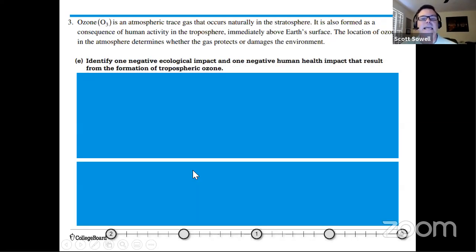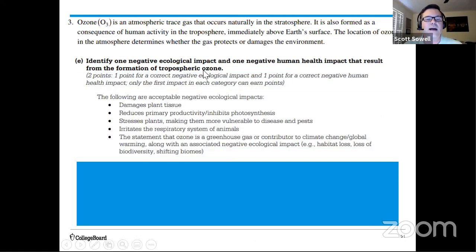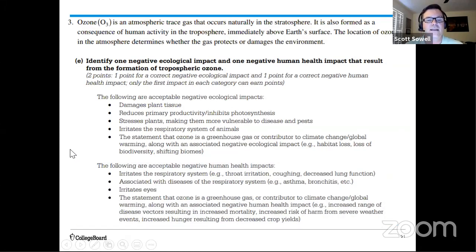And finally, E talks about the negative health effects. Identify one ecological impact and one human health effect. So ecologically, you could talk about it damaging plant tissue or inhibiting photosynthesis. And then for humans, it is the irritation to the respiratory system, coughing, decreasing lung function, irritating eyes. So there's some clear ecological, meaning non-human, and then human impacts as well.